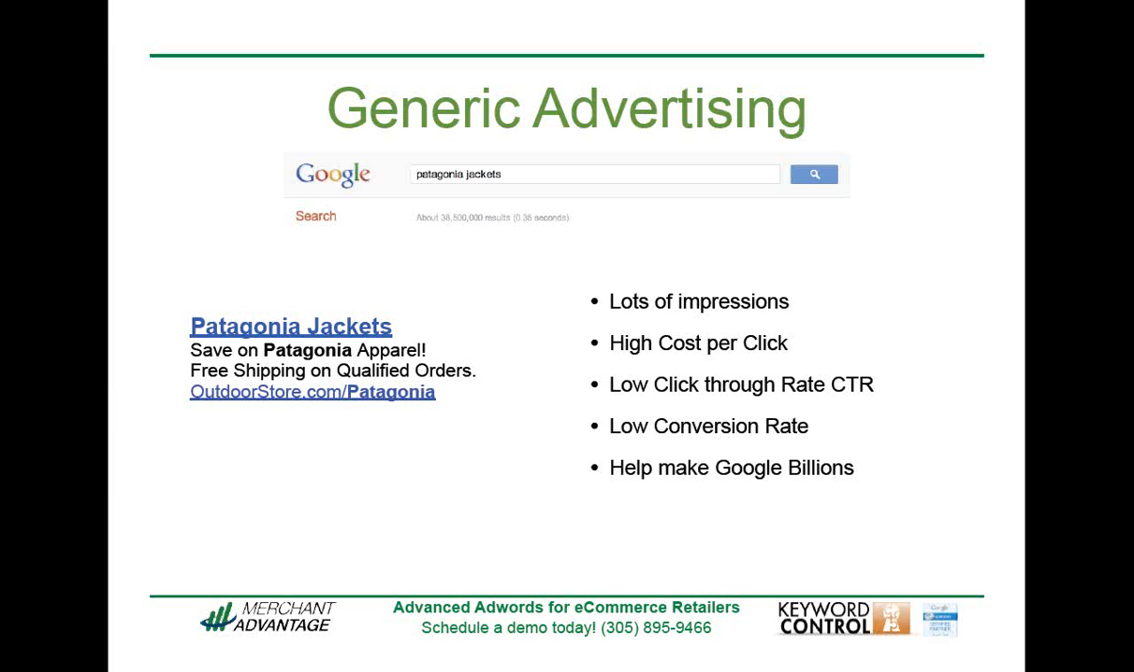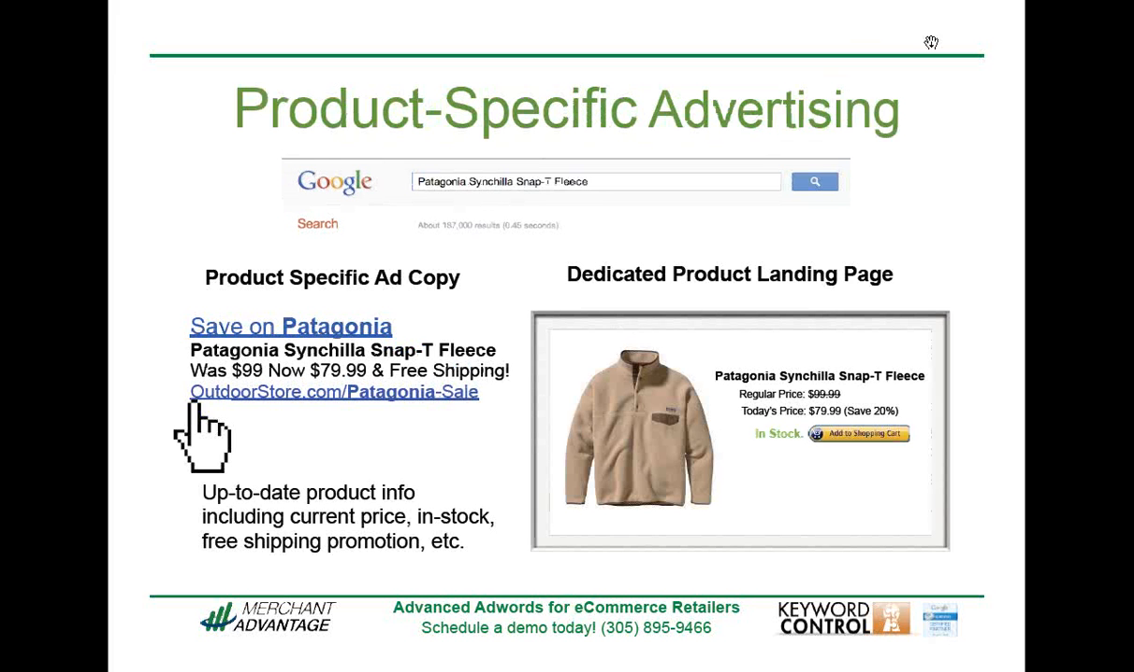We get lots of impressions. There's a lot of competition. We have a high cost per click, relatively low click-through rates, relatively low conversion rate, and the truth of the matter is that this is the type of advertising that has helped make Google billions. What we're going to talk about today is about taking it down to the product level.